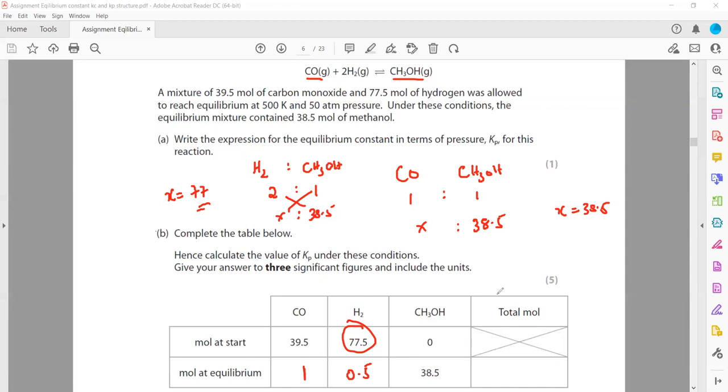Then what is the total number of moles? So we just sum here 1, 0.5 and 38.5. So that will make 40. So the total number of moles which are left will be 40. Like the total number of moles for reactant and product. And using this, we can work out the next part.